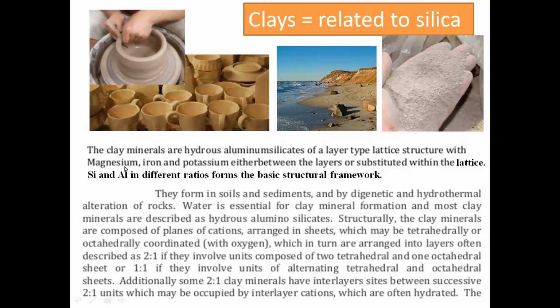Well, they also often have magnesium, iron, or potassium in between the layers, or sometimes on the surface, or sometimes they substitute the lattice itself. So normally they go in place of aluminum. Silicon and aluminum in different ratios form the basis of the structure. We have different clays because we have silicon and aluminum in different ratios, giving rise to different kinds of clays.